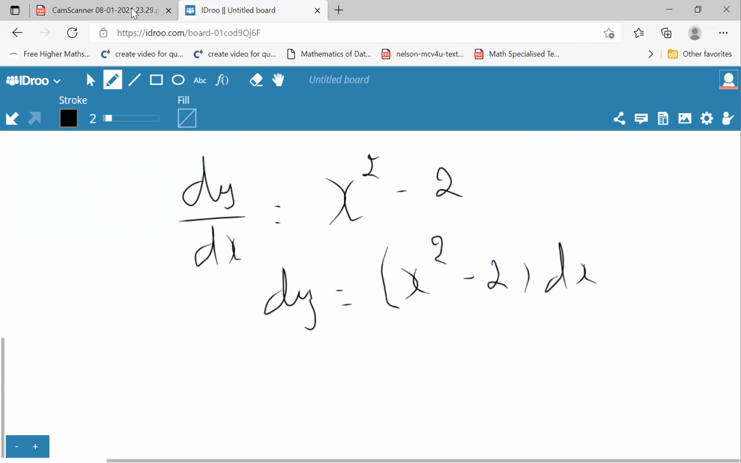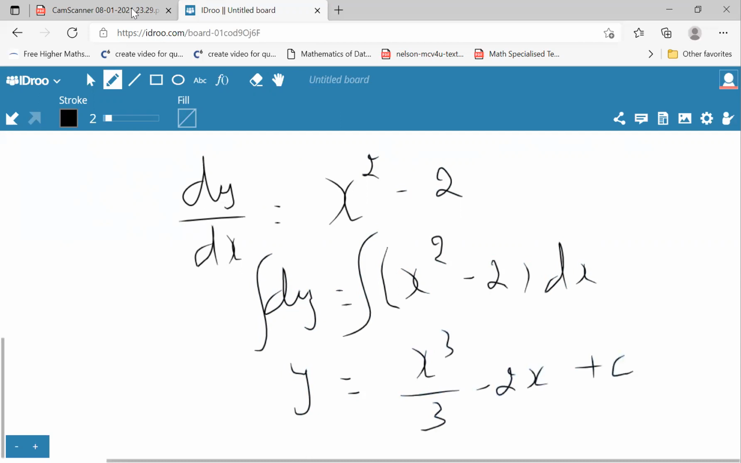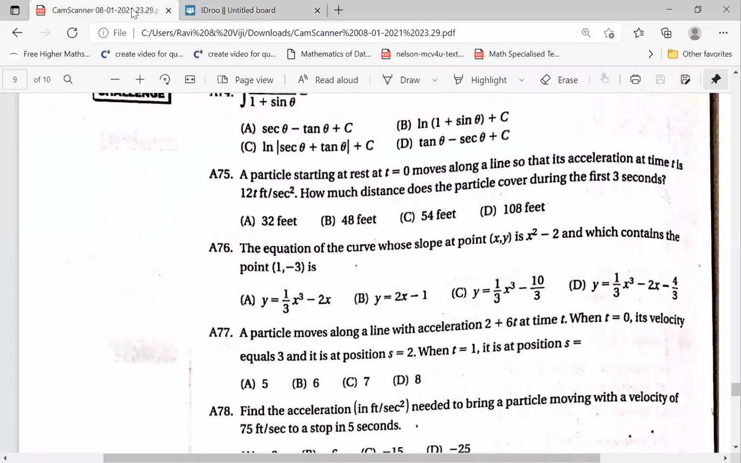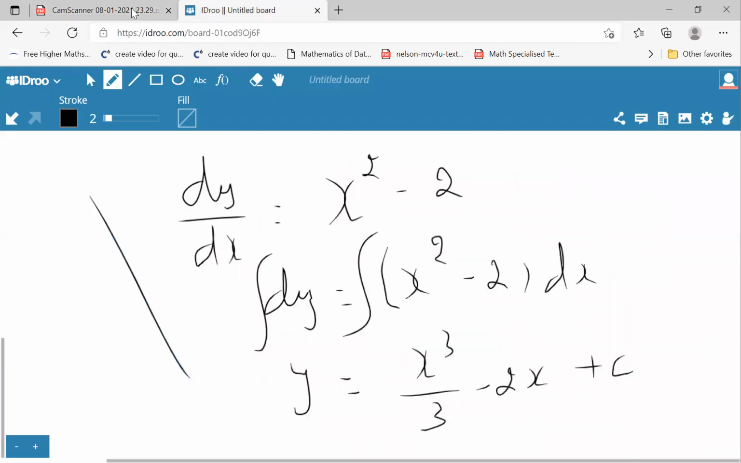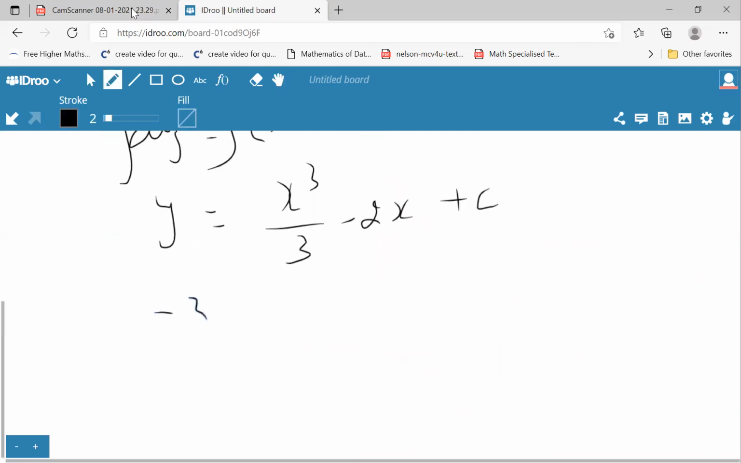Let us separate the variables. Integrating on both sides, we get y is equal to x cubed by 3 minus 2x plus c. Now we need to find out the value of c. What does he say? He says it contains the point 1 comma minus 3. So in the place of x, we can put 1, and in the place of y, we can put minus 3.